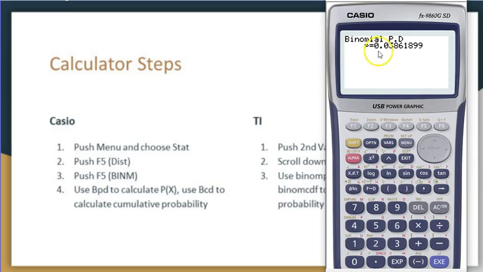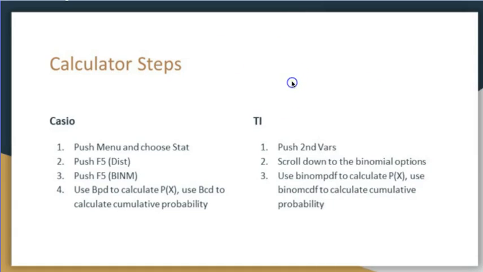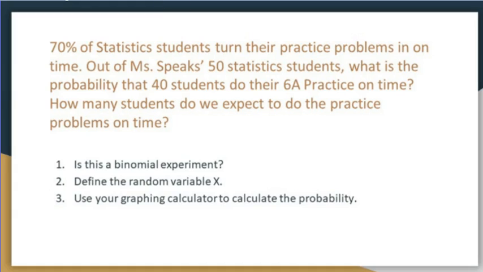And there is my probability, 0.0386. All right, we're going to go to 4 decimal places unless it says otherwise. So the probability of exactly 40 students doing their 6A practice on time would be 0.0386. That's what we got from the calculator.